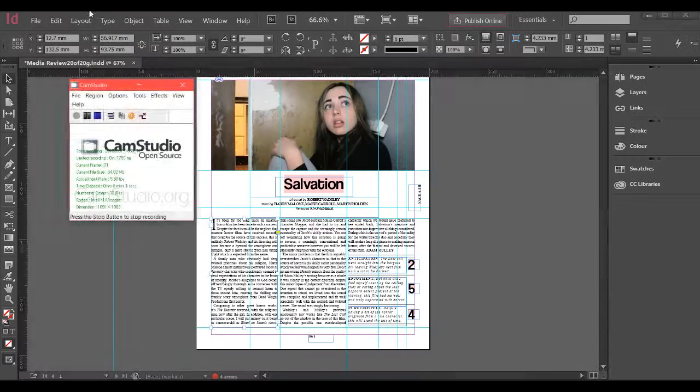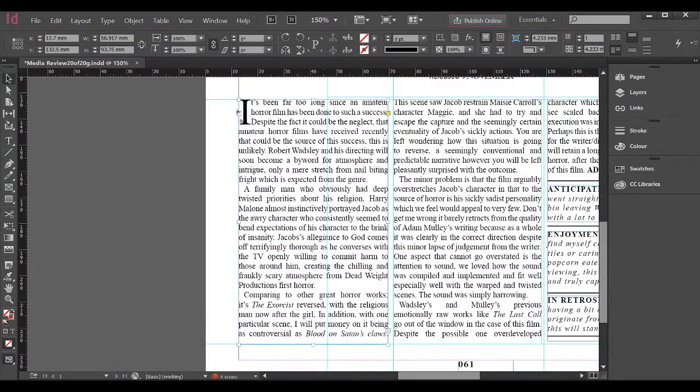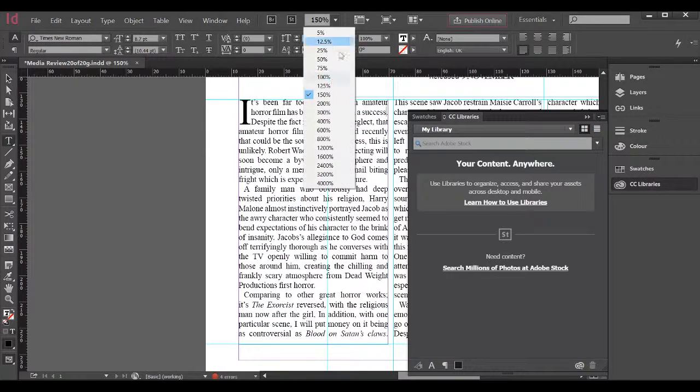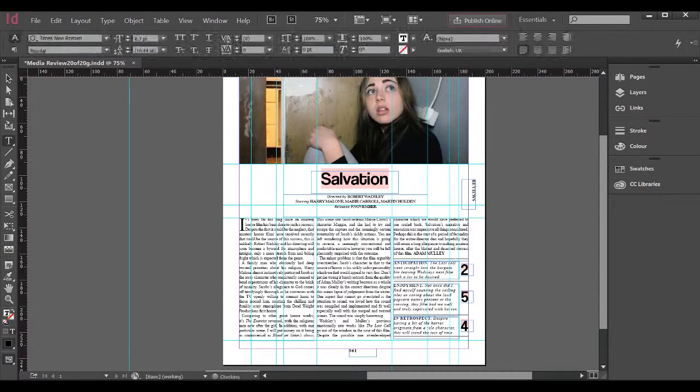InDesign is the professional application that was used to construct my movie review. The technology has enabled me to produce a movie review to the standard that a professional review would be at, but also at a standard well beyond what is expected, all because of the plethora of features and the ease of use of InDesign.